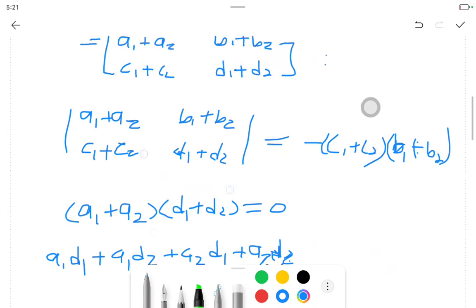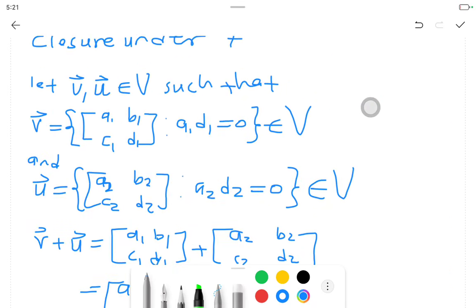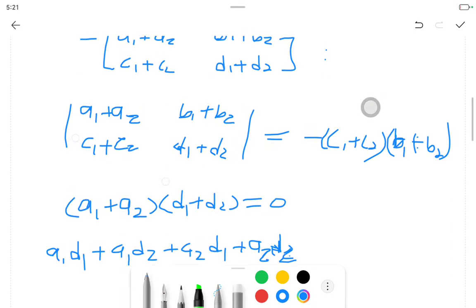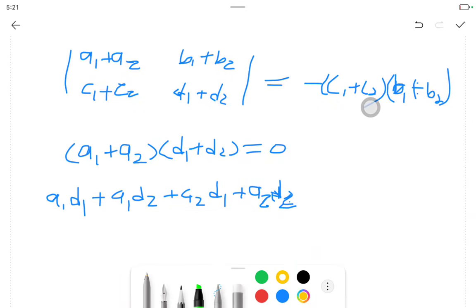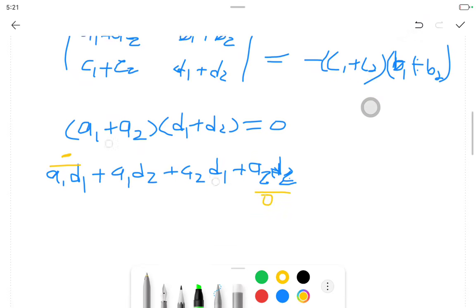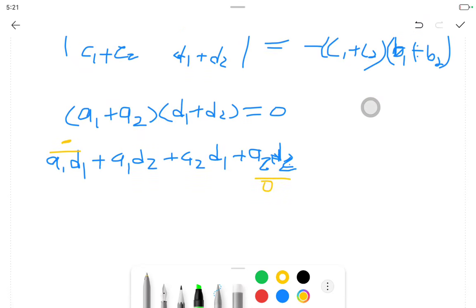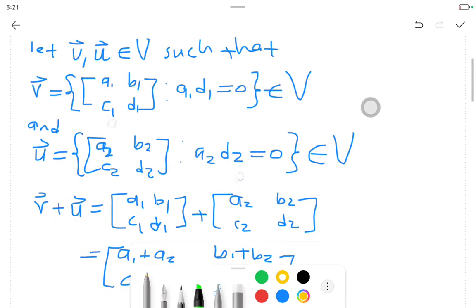You see, right? Then going back, we know that A2 D2 and A1 D1 are 0. We know that this is 0. This is not that one. We know that this is 0. So this would imply that this is 0 plus A1 D2 plus A2 D1 plus 0. You see, right now, since we know that those ones are 0.